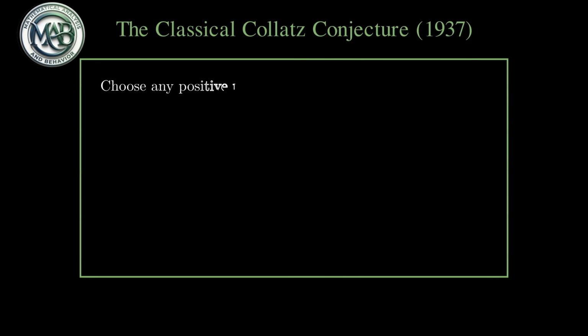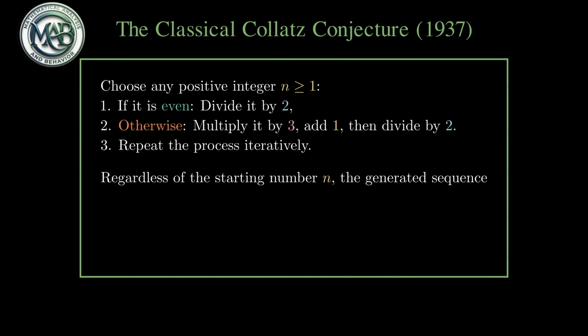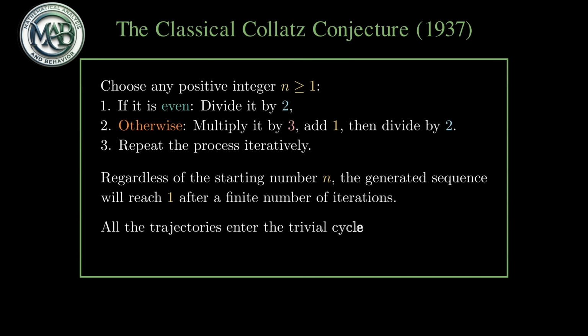The classical Collatz conjecture can be formulated as follows. Choose any positive integer n. If n is even, divide it by 2. Otherwise, multiply it by 3, add 1, and divide the result by 2. Repeat the process iteratively. This is the accelerated form of the Collatz process. The conjecture states that, regardless of the starting number n, the repetitive process eventually reaches 1 in a finite number of steps. For any positive integer n, the trajectory starting from the integer n eventually enters the cycle 1, 2, 1.